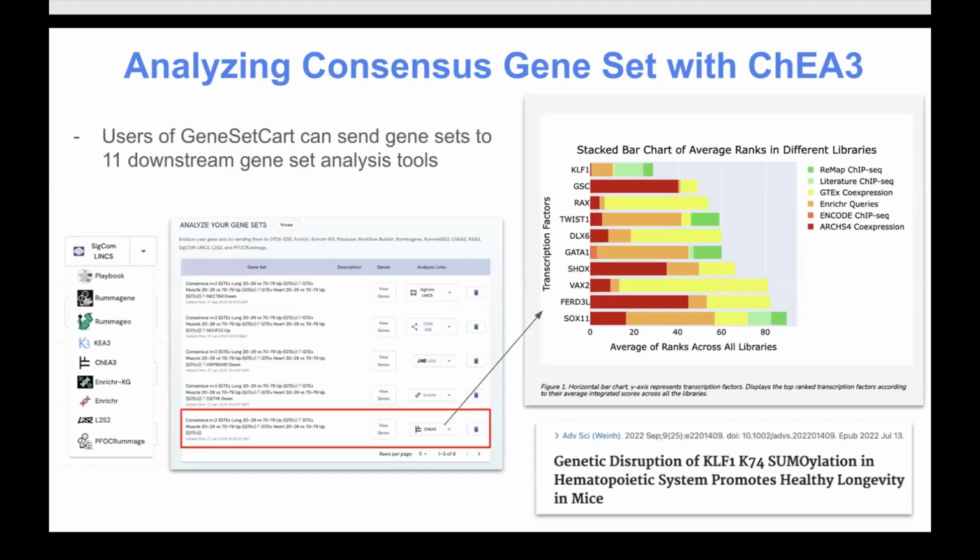Another section of the data analysis portion of GeneSetCart allows you to send any of your assembled gene sets to one of 11 downstream gene set analysis tools to further gather information about them. So here we're looking at this consensus gene set that we assembled from those 3 aging-related signatures across the tissues, and we're sending that to ChEA3, which is a transcription factor enrichment analysis app, which uses a variety of transcription factor target databases to predict the TFs that are most likely to be regulating your gene set. And here we see KLF1 as the top ranked transcription factor on the top of this bar chart. And that's actually really nice to see because KLF1 has been directly linked in mice to promoting healthy longevity and delaying the onset of age-related decline.